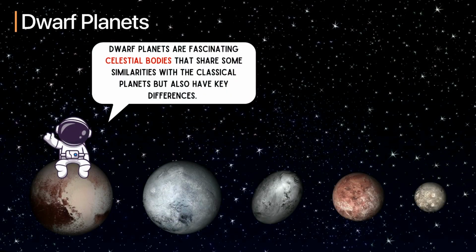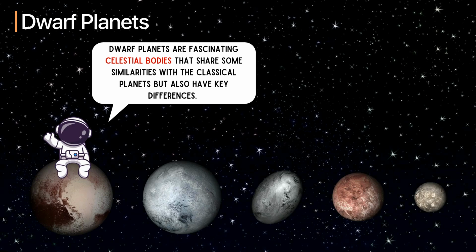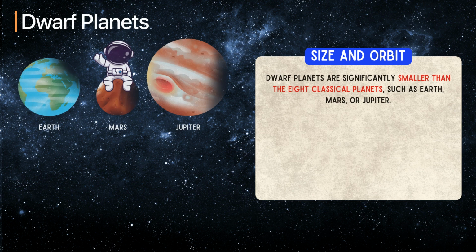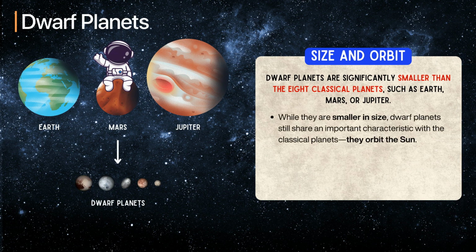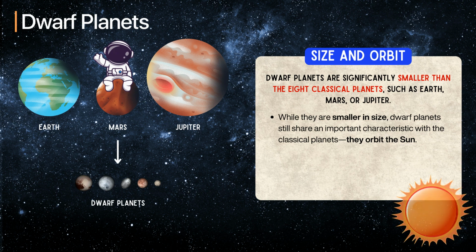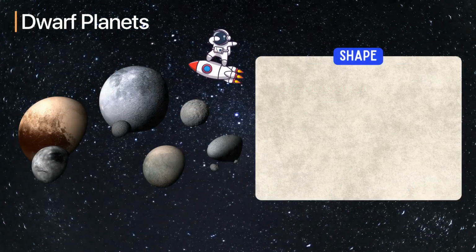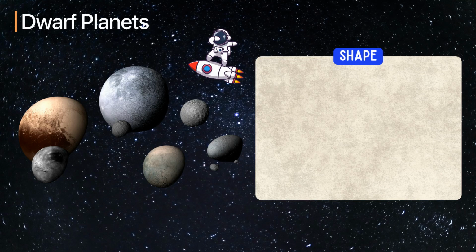Dwarf planets are fascinating celestial bodies that share some similarities with the classical planets, but also have key differences. Let's explore what makes a dwarf planet distinct. Firstly, size and orbit. Dwarf planets are significantly smaller than the 8 classical planets, such as Earth, Mars, or Jupiter. While they are smaller in size, dwarf planets still share an important characteristic with the classical planets. They orbit the Sun. However, because of their smaller size, they lack the same gravitational influence that the larger planets have.